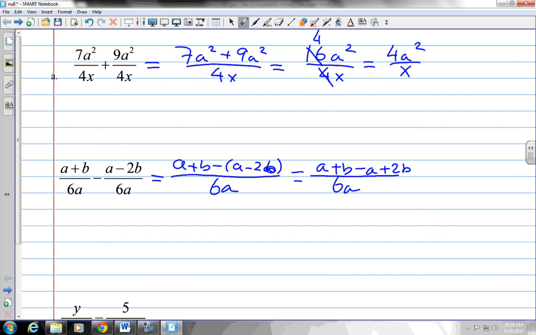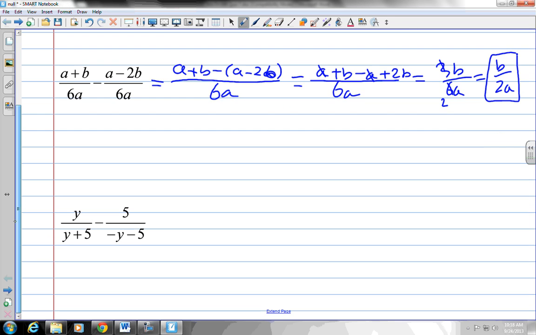So the a's cancel. b plus 2b is 3b over 6a. That's what you should arrive at. Can you reduce that? 3 and 6. 6 turns into 2. So you get b over 2a. That is the final answer. Good? Good.